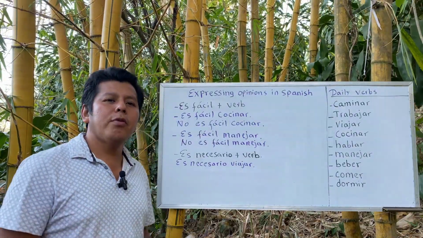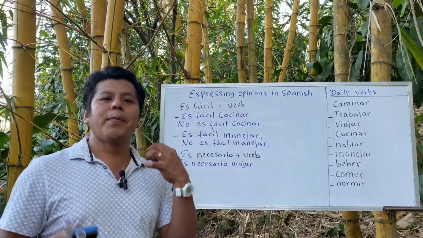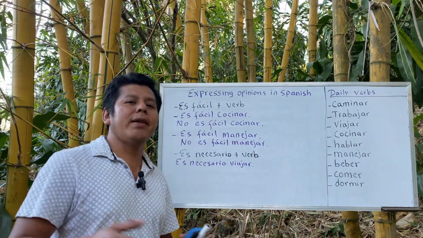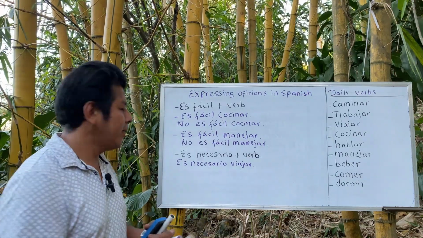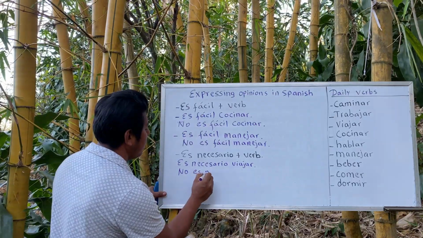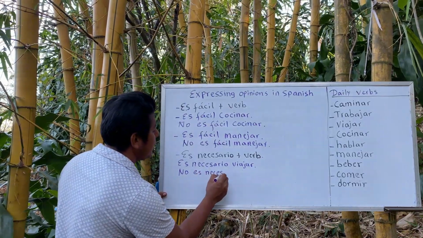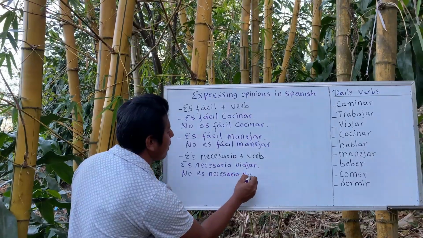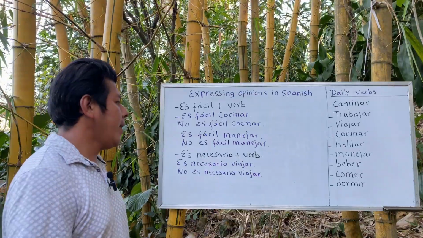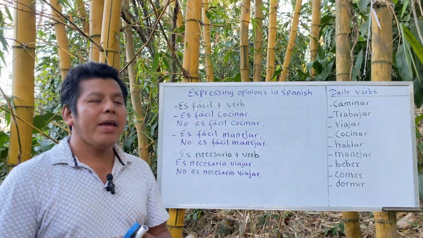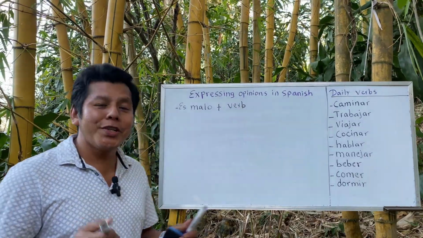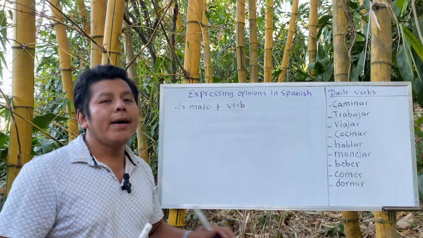But what if you don't agree with my opinion? Possibly you want to say it's not necessary to travel. How would you say it in Spanish? No es necesario viajar. No es necesario viajar. Perfect. We are advancing and the next structure is es malo plus any verb.